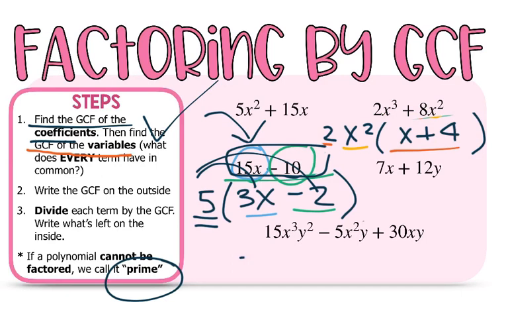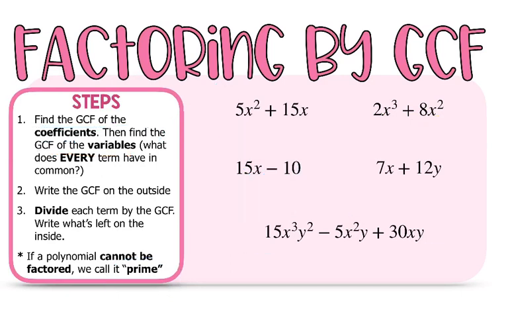Okay, I'm going to clear my screen. We'll do this one down here together, and then we will move on. So the last one, I have 3 terms now instead of 2. That doesn't make it any more complicated. I just have to look and make sure that the number and the letters that I choose can come out of all 3 instead of just 2.